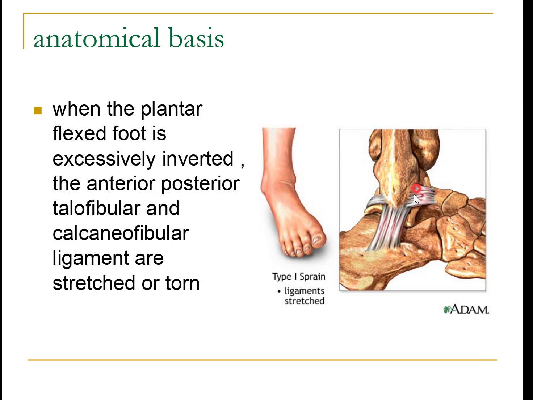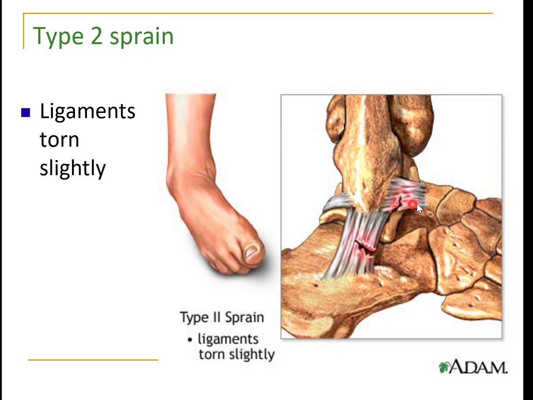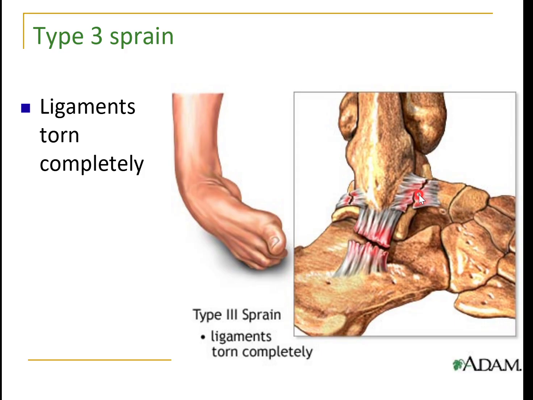So if there is an injury to these ligaments, this is called the sprain. So there are three types of sprain. In type 1, the ligament is stretched. So here you can see only the ligaments are stretched. Whereas in type 2, the ligaments are torn slightly. Whereas in type 3, the ligaments are completely torn. So these are the three types of sprain.